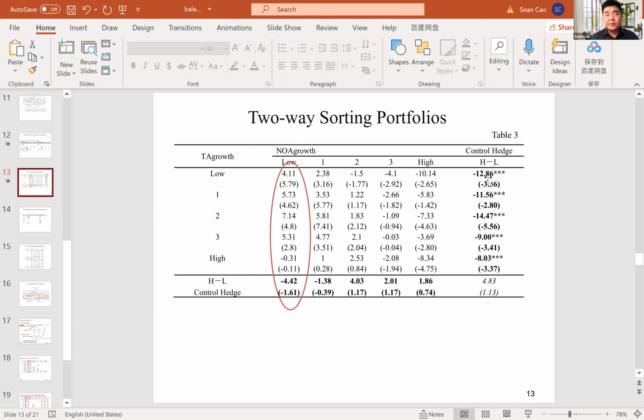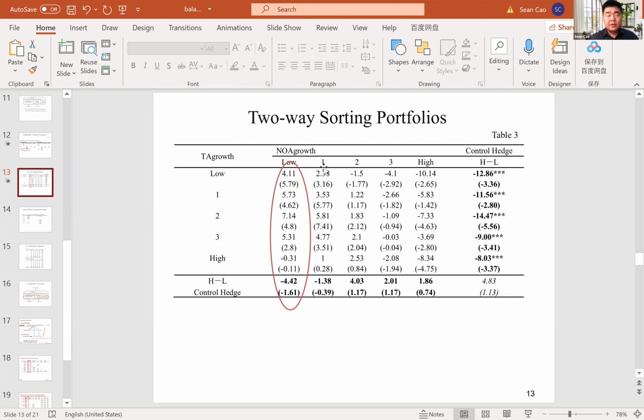Okay, let's do the opposite. Let's hold the NOA growth constant. Let's look at this one. When you hold the NOA growth constant and use high total asset growth minus low total asset growth, did you find any returns? You don't. Look at here.